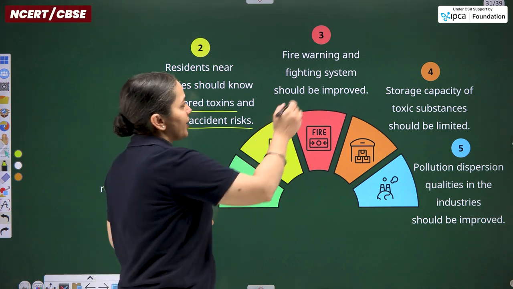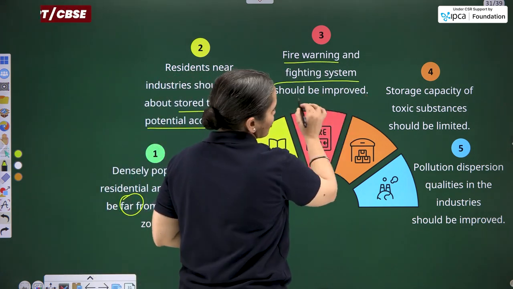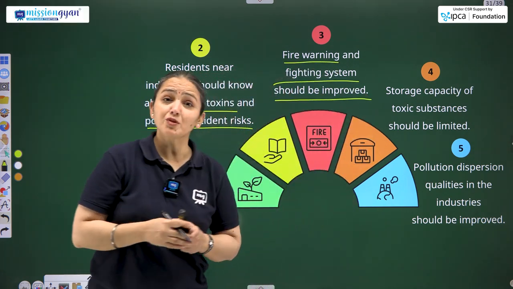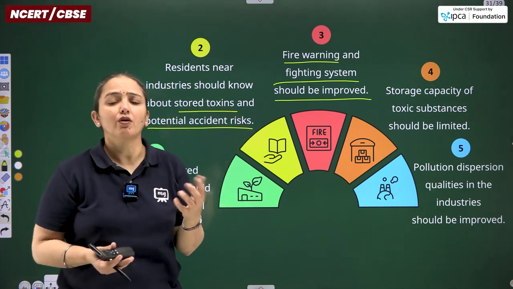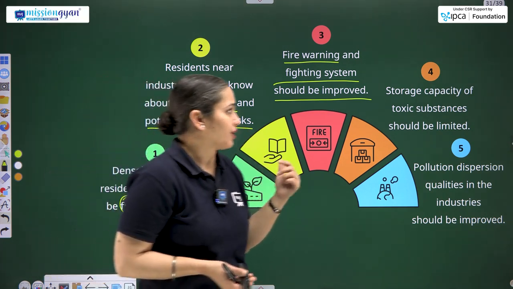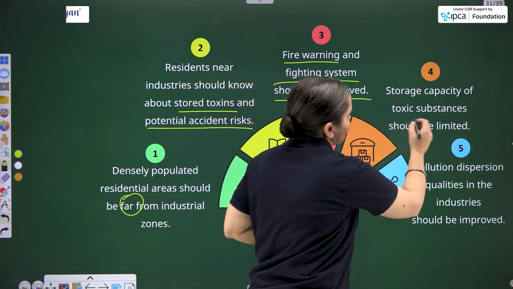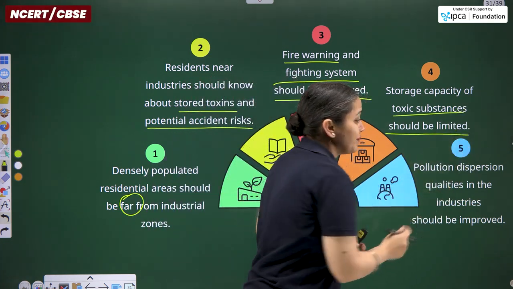Third, fire warning and fighting systems should be improved. Alarms should be working, the sprinkler system should be working in case of gas or a fire breaking out. Then finally, storage capacity of toxic substances should be limited.